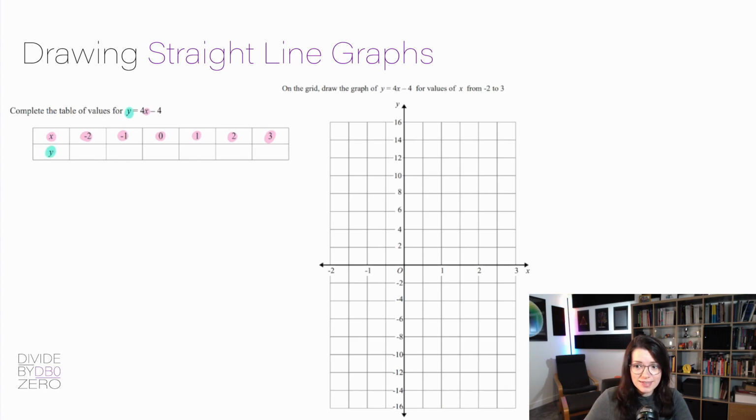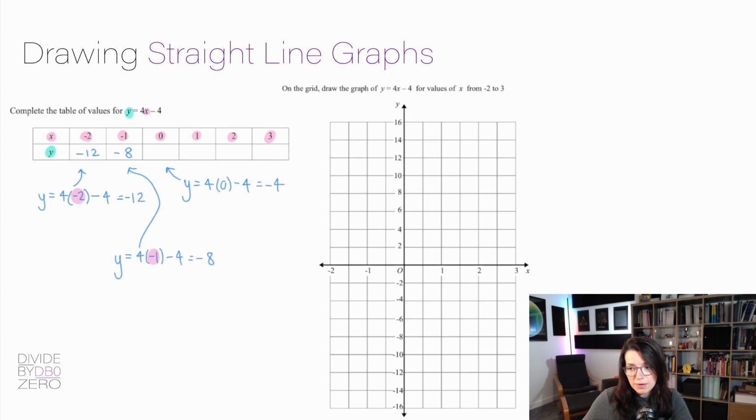The way to do this is to use the equation and essentially substitute the values of x into the equation to get the values of y. So for example here, we can do y equals 4 times -2 take away 4, because in that box, x is equal to -2. We can work this out with or without a calculator, and that would give us -12. Similarly, in the next box, we want to do y equals 4 times -1 take away 4. Again, with or without a calculator, that equals -8. Next one would be 4 times 0, take away 4, which is -4, and so on. Now, you may notice that there is a pattern in this case.